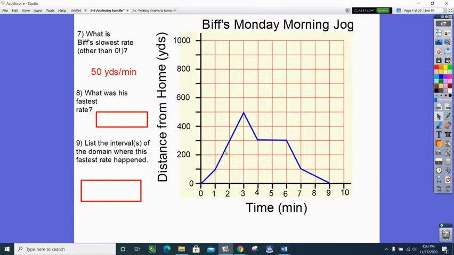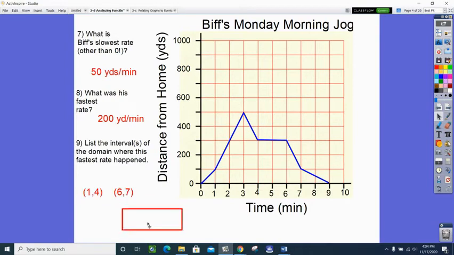Now, on the other way, we can see this is the steepest part, but I have to warn you, right here, he goes from 100 to 500. That's 2 minutes. 400 divided by 2 would be 200 yards per minute. That is his fastest speed, but that's not the only place he does it. If you look right here, he went from 300 to 500 in 1 minute. That's 200 yards. And he also did it right here. So he went from 1 to 4 doing 200 yards per minute, and also from 6 to 7.